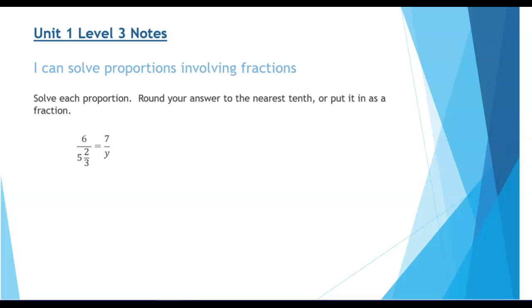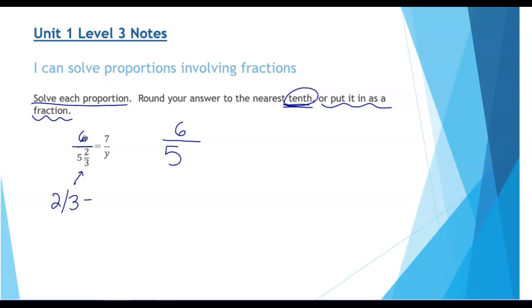This example isn't too bad because it says solve the proportion and round your answer to the nearest tenth. That won't be too shabby. Now, putting it in as a fraction, that's a different story, so I'm going to review both ways. Let's first talk about the nearest tenth. That means I can change this to a decimal. So I have 6 on top divided by 5 2/3. Well, I know I have 5 wholes. Now do 2 divided by 3.